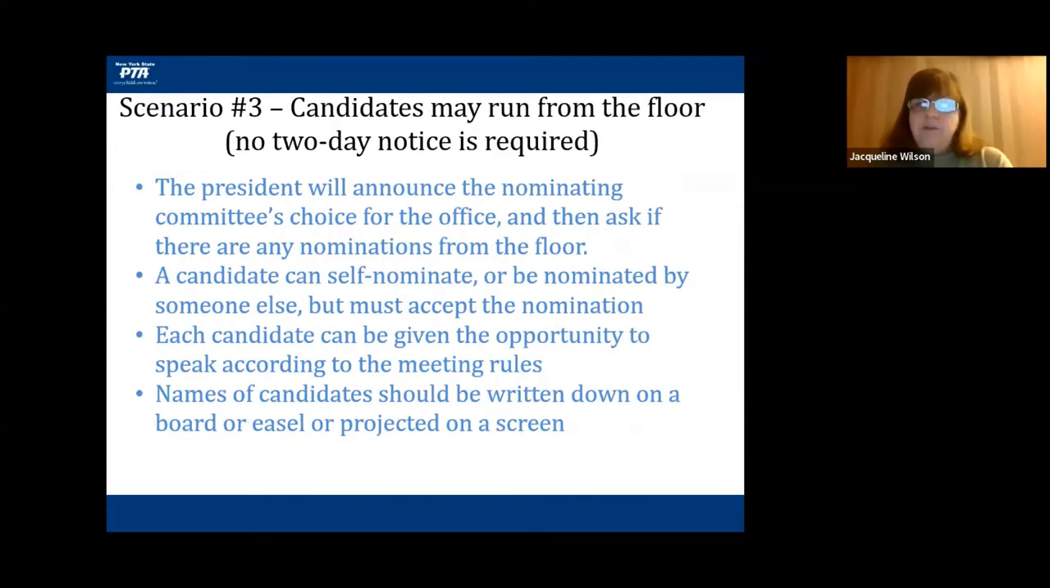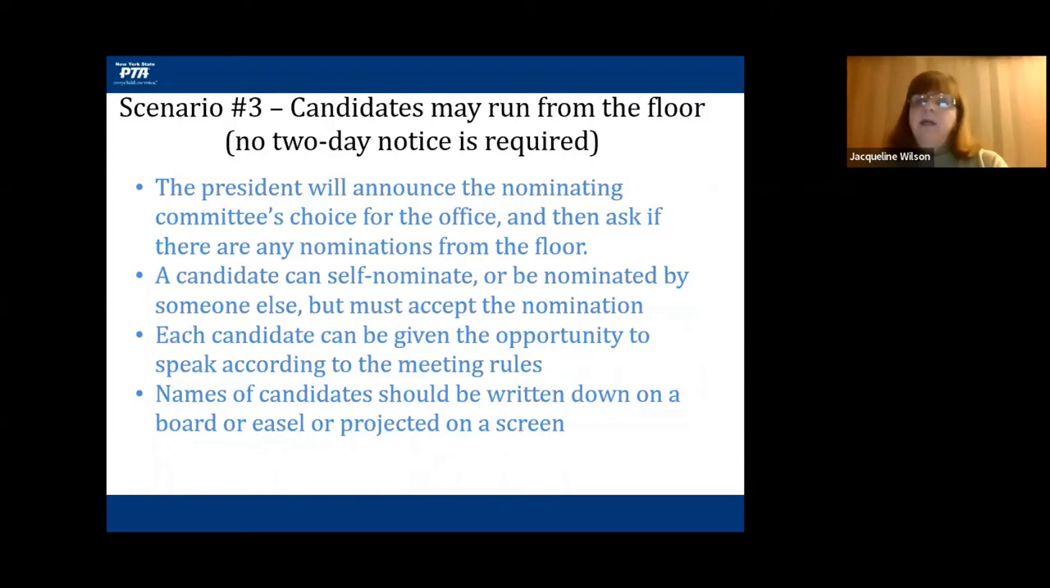Scenario 3 is the most difficult, because here you do not have that letter F clause in your bylaws. There is no 2-day notice required. Therefore, any member who wishes to can run from the floor for an office. So the president will announce the nominating committee's choice for the office. The nominating committee will read their slate just as before, and the president will announce, for the office of president, we have Joe Santos. Are there any additional nominations from the floor?